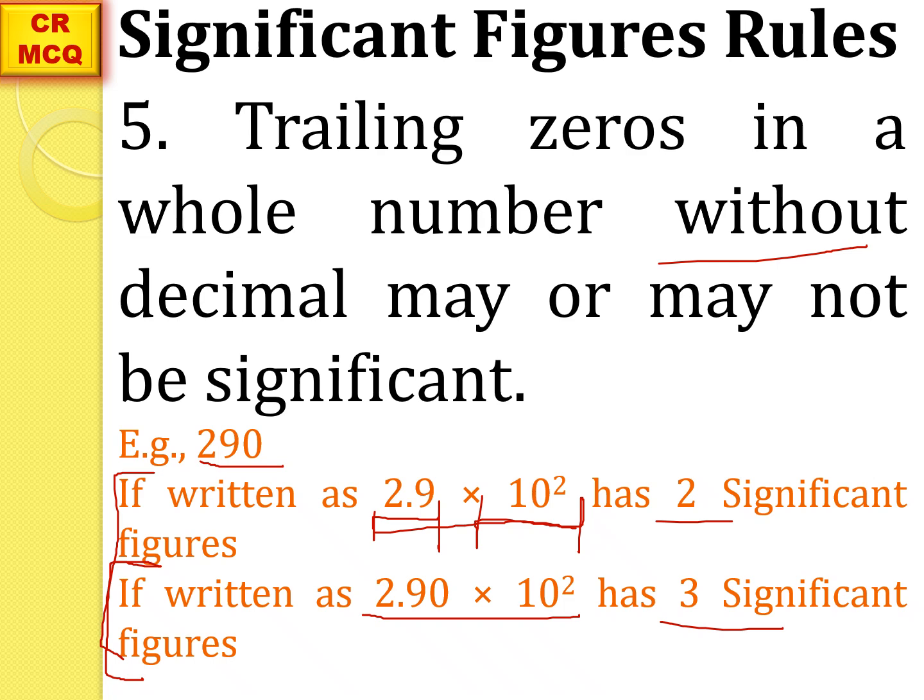So in such a case, when trailing zeros are written in a whole number without decimals, these may or may not be significant. It will depend on how this figure is represented in terms of decimal or in terms of exponential terms. If 0 is written there, then it is considered as a trailing zero. If it is not written, then we can ignore it. So depending on this, in this example, there may be 2 or 3 significant figures.